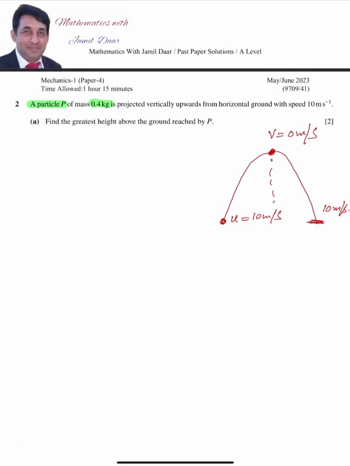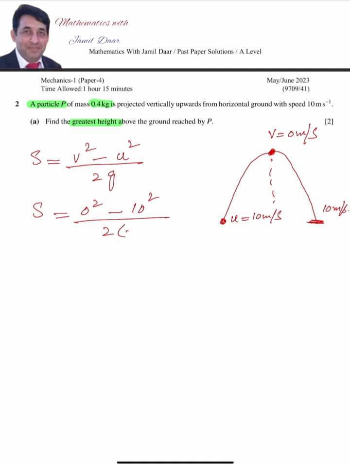Okay, so we have to find out the greatest height above the ground. So we can use the formula S is equal to (V square minus U square) over 2g. So S is equal to (V square is 0 square minus initial velocity 10 square) over 2 times minus 10, gravitational acceleration, as it is going upwards. So the gravitational acceleration will be negative.